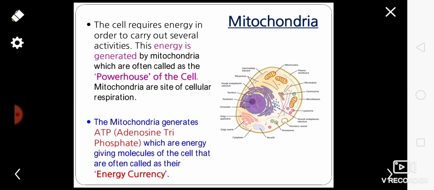And mitochondria generates a molecule known as ATP. ATP, the full form is adenosine triphosphate, which is known as energy currency. ATP is the energy-giving molecule of the cell, so it is known as the energy currency of the cell. So mitochondria is known as the powerhouse of the cell, and ATP is known as the energy currency of the cell.